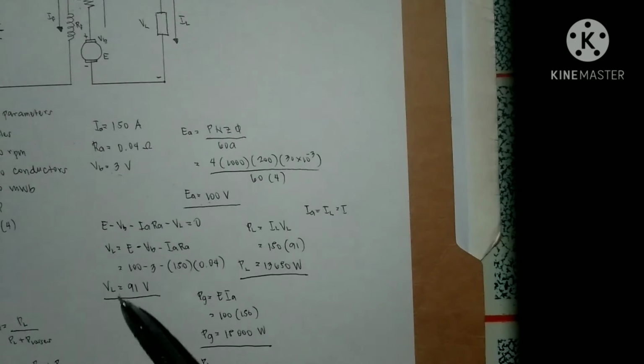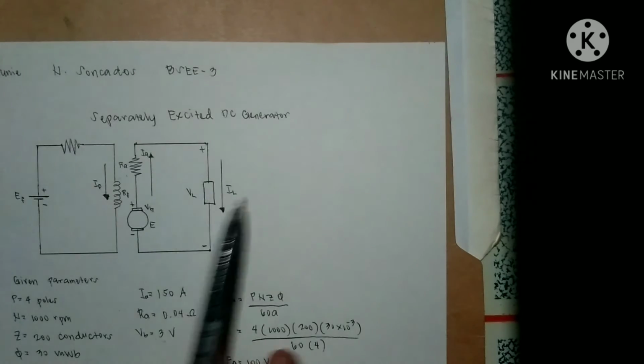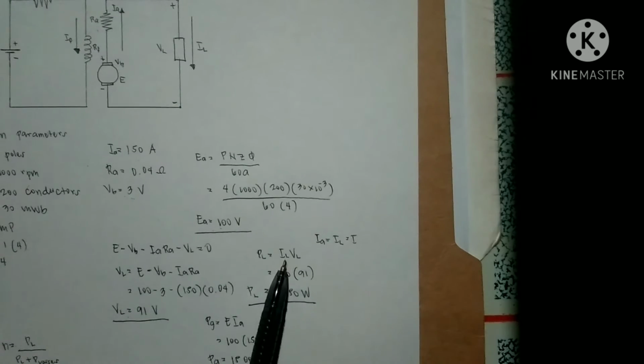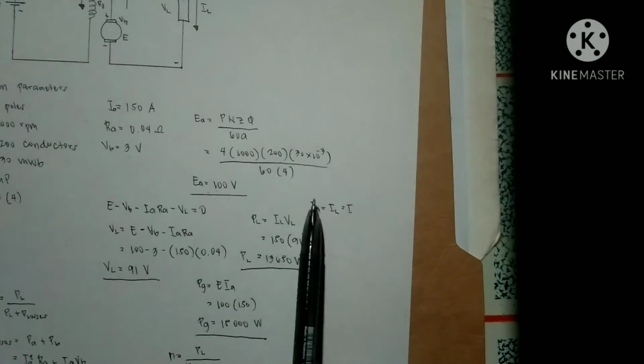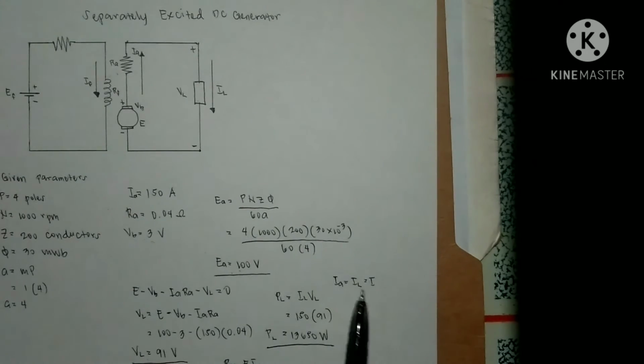Since we now have the load voltage, we can also get the power delivered. Power delivered is equal to load current times the load voltage. So 150 times 91, since our VL is 91, so our power delivered now is 13,650 watts. Since it is in series, IA is equal to IL.